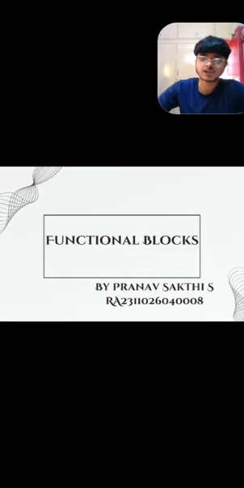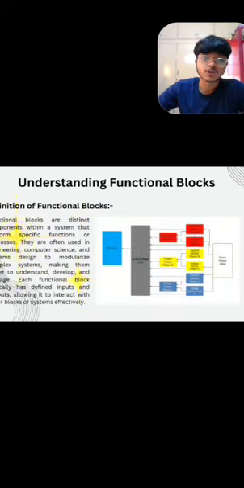Today I'm going to talk about function blocks. Understanding functional blocks. Functional blocks are distinct components in the system that perform specific functions or processes. They are often used in engineering, computer science, and system design to model complex systems, making them easy to understand, develop, and manage. Each functional block typically has defined inputs and outputs, allowing it to interact with other blocks of the system effectively.